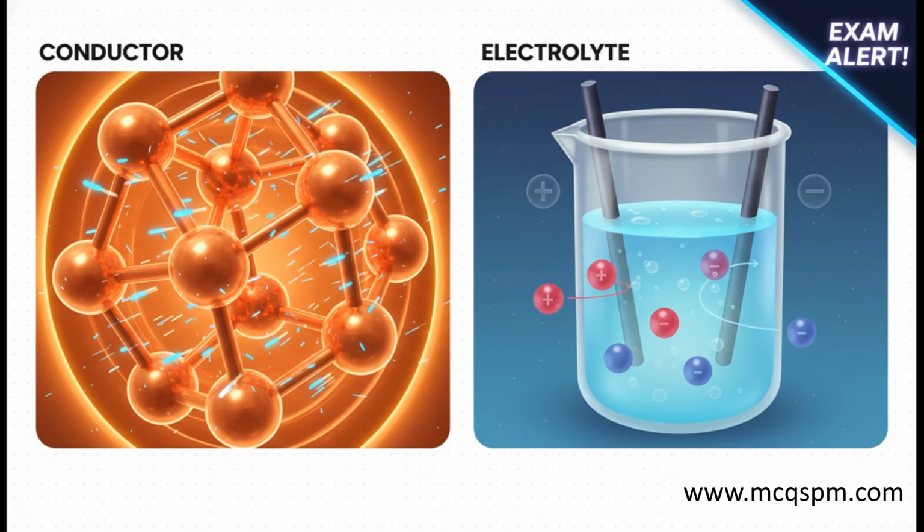They are not the same thing. As you can see here, in a metal conductor, the electricity is carried by free-moving electrons. The metal itself doesn't change at all. But in an electrolyte, it's those free-moving ions doing all the work, and the substance itself actually decomposes. That is a massive, crucial difference.